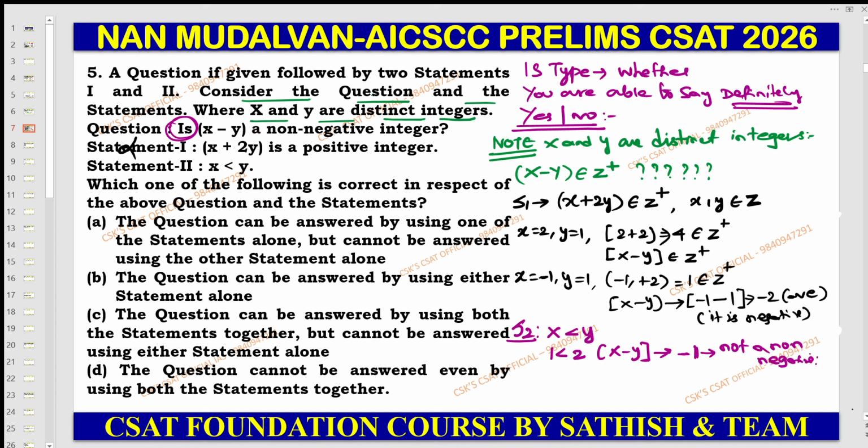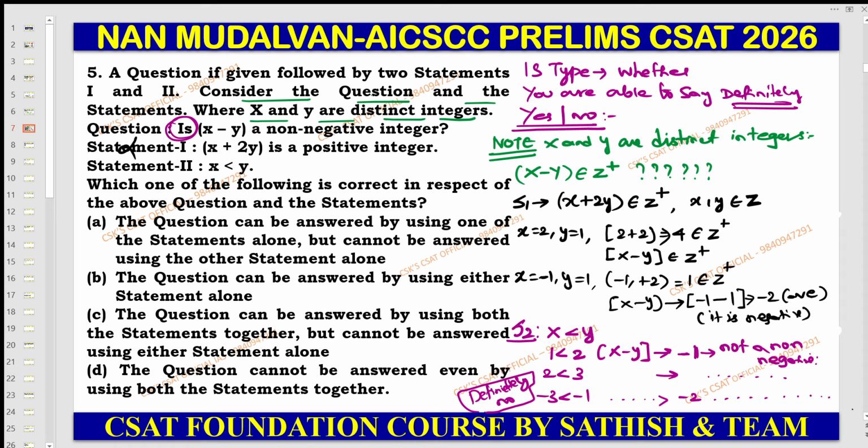Next. 2 lesser than 3. Can we say this one also is not a non-negative? Minus 3 lesser than minus 1. In this case also we will be getting minus 2. Not a non-negative. Can we say so here? Yes, definitely. Not a non-negative.